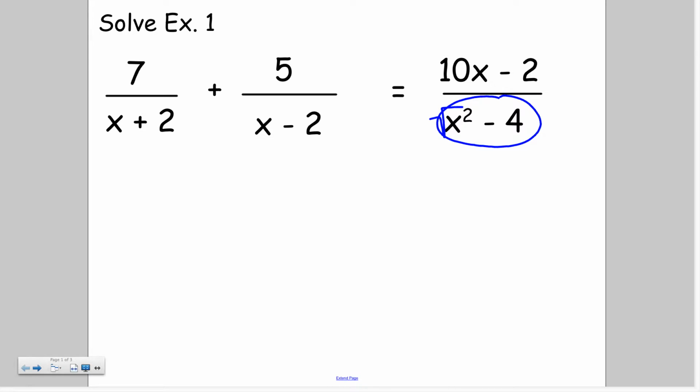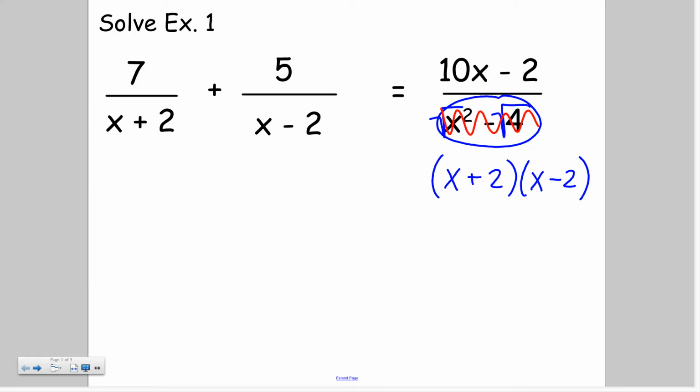This one is a difference of 2 squares, so I'm going to take the square root of 4, and it factors to be x plus 2 and x minus 2. So I just changed that denominator. It's the same thing, it's just written a different way. So that denominator is x plus 2 and x minus 2.